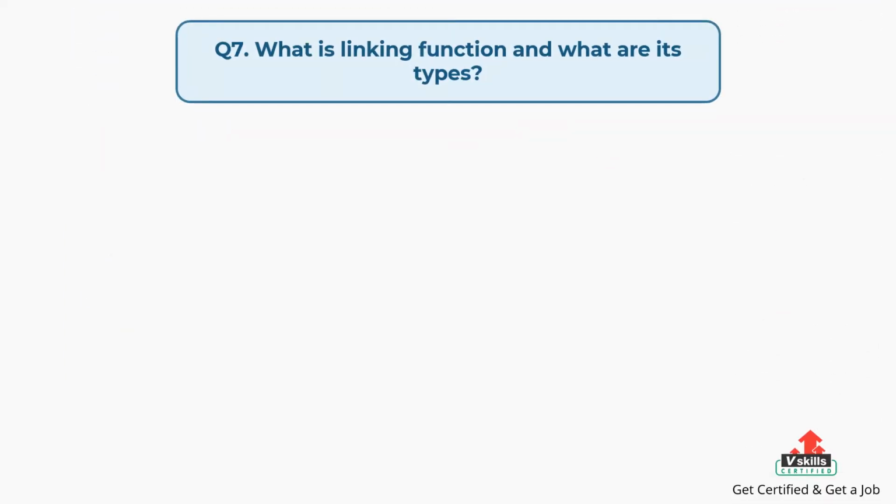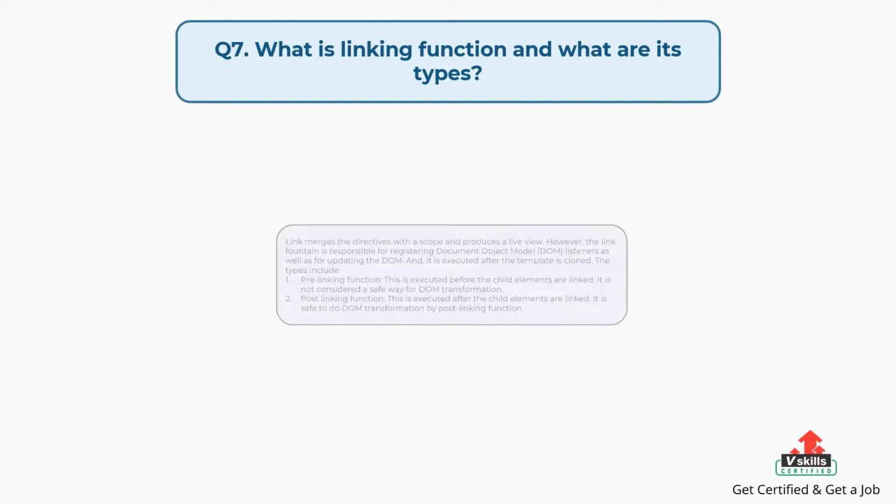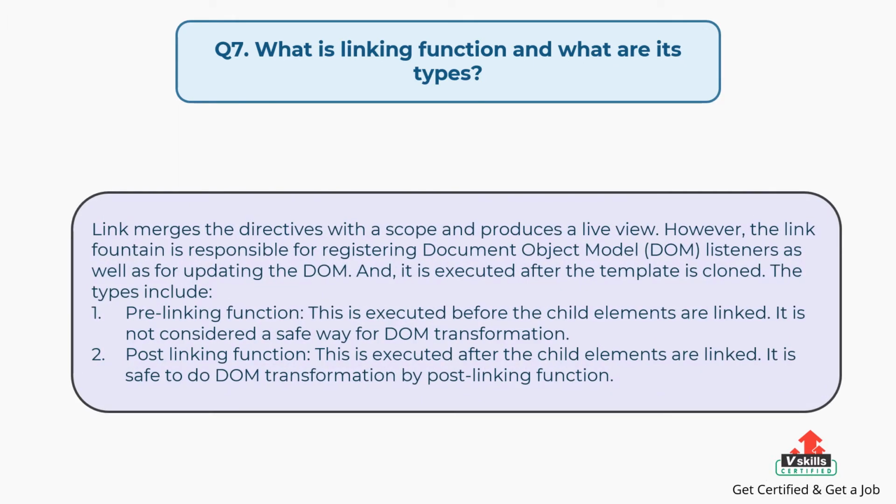Question number 7. What is the linking function and what are its types? The answer is, link merges the directives with a scope and produces a live view. The link function is responsible for registering document object model, DOM, listeners as well as for updating the DOM. And, it is executed after the template is cloned.